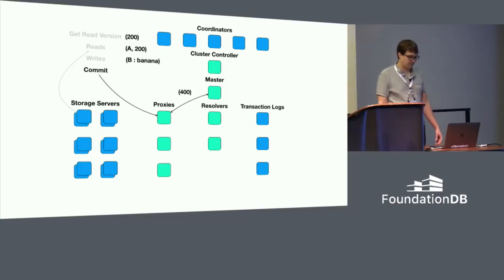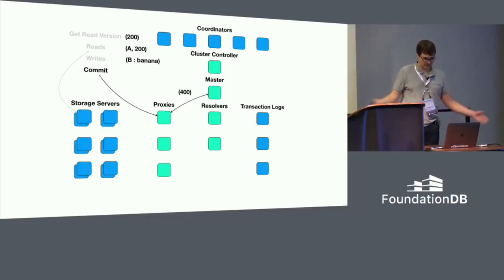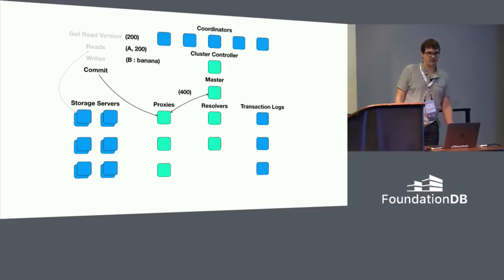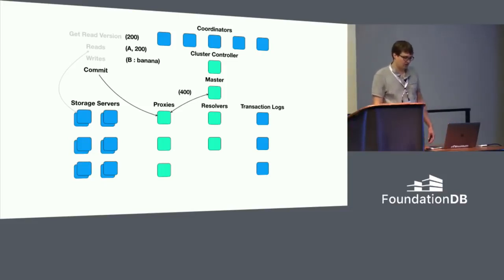we're committing at 400. So the master's job, it's the only singleton in the pipeline that's not scaled out. There's only a single box here. And its entire job is just to give larger and larger commit versions back to the user. Even though it's a singleton, it'll never be a scalability limit to a cluster.